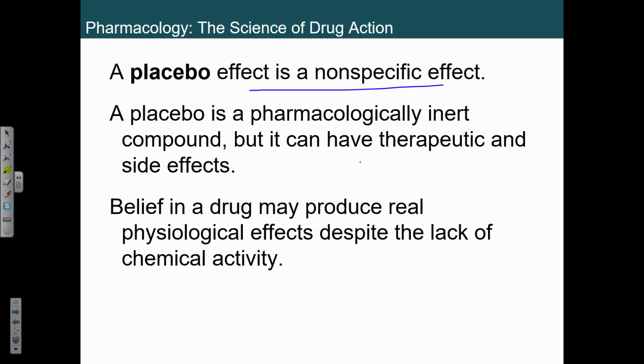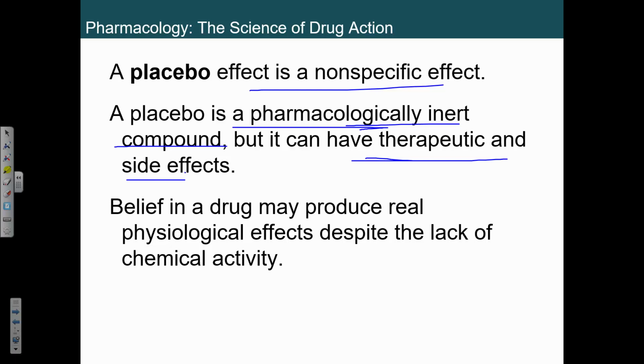All right, so there's placebo, non-specific. We talked about this. Usually you're taking a pharmacologically inert compound. That's a really complicated way to say it doesn't do anything for you, right? If it's pharmacologically inert. But again, it can have therapeutic and it can have side effects, right?